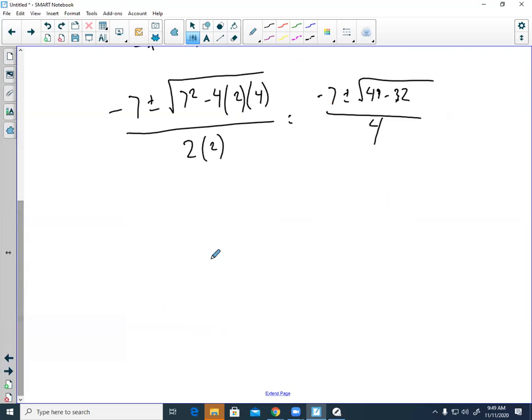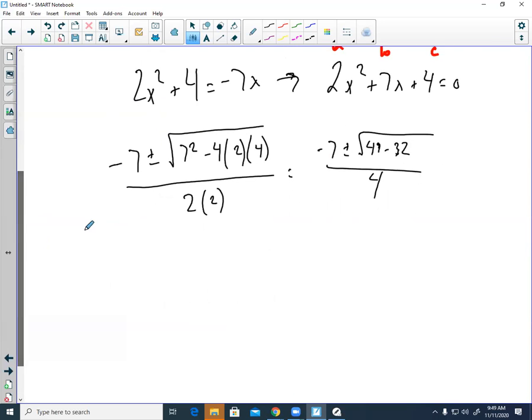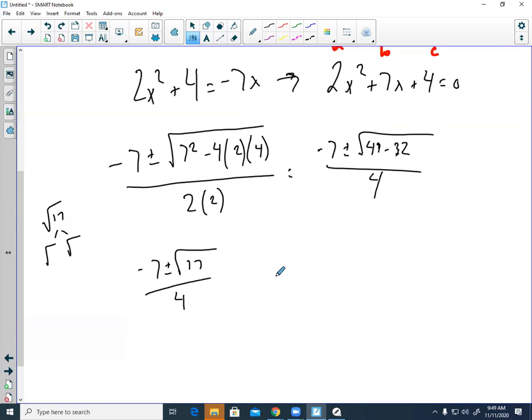So then you can simplify it a little bit more than that. So when you simplify a little bit more than that, you get negative 7 plus or minus the square root of 49 minus 32 is 17, all over 4. And now I would see if I can break down the square root of 17 at all over here. And it doesn't look like I can, because I can't break it into two numbers that work nicely. So I could test 4, that doesn't work. I could test 9, that doesn't work. And then obviously 16 won't work. So my final answer is going to look like this. Everybody good on quadratic formula?